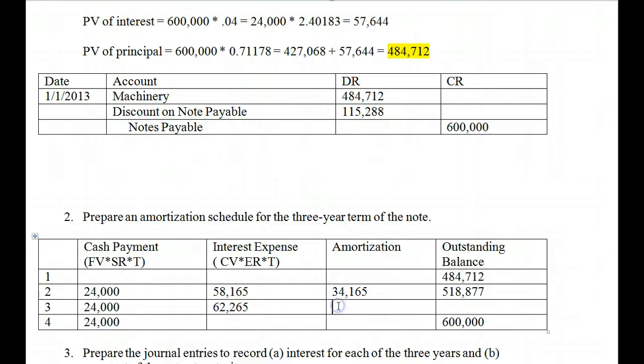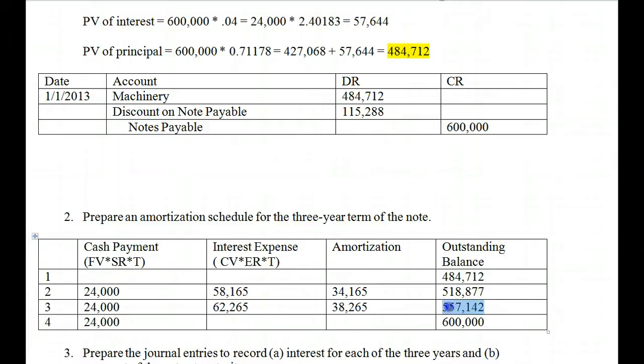62,265. Again, the amortization is the difference between the interest expense and the cash payment, and that comes out at 38,265. And then our carry value again would be the 518 plus the 38, which gives us 557,142. Now again, all of these numbers have been rounded to the whole dollar.